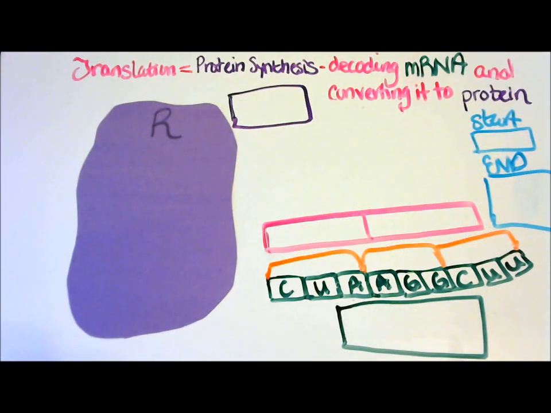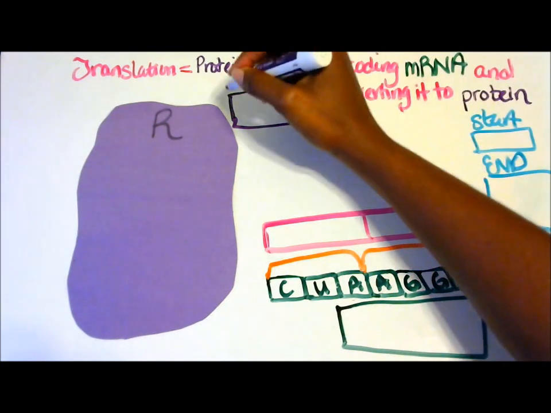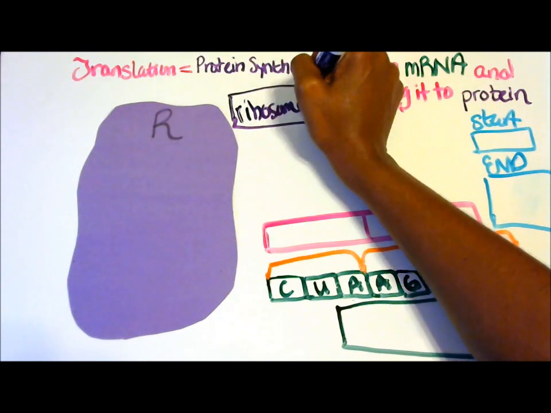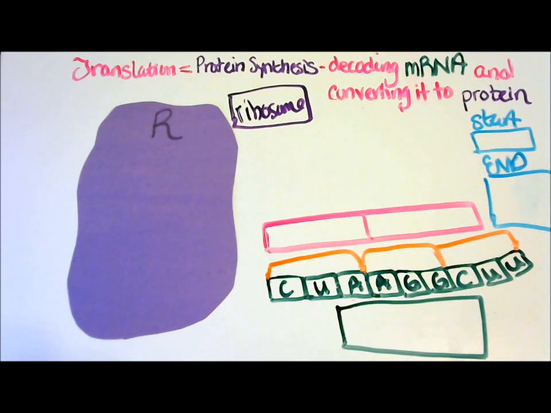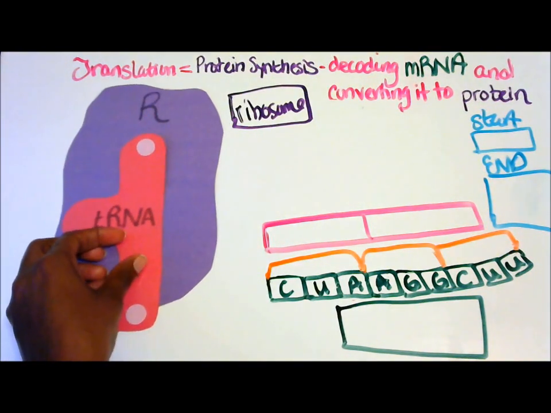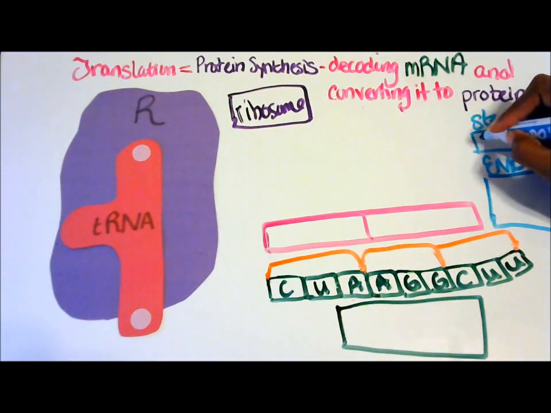Okay, in this part of the video, I'm going to test your knowledge on translation. So here we go. What is this? It's a ribosome. And it is the site of protein synthesis. What is our start codon and what are the end codons? Our start is AUG.